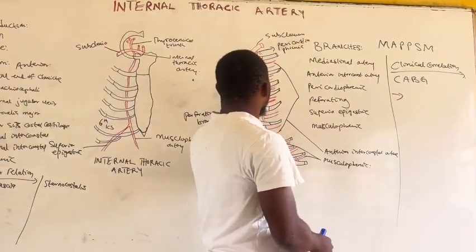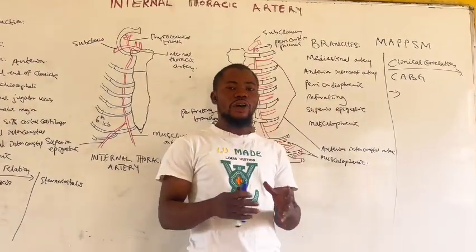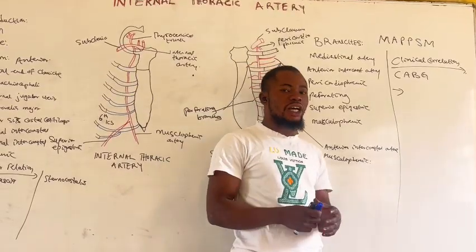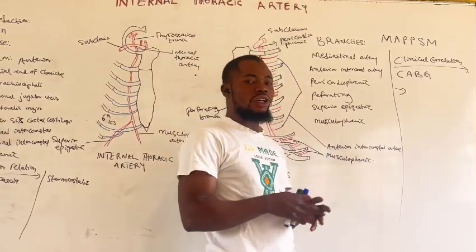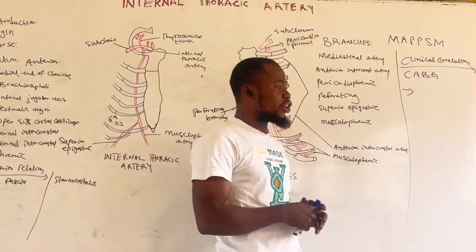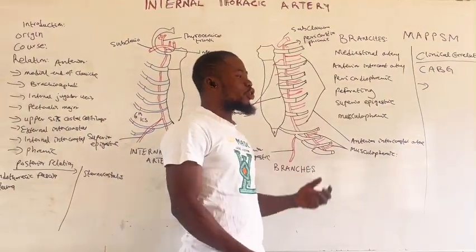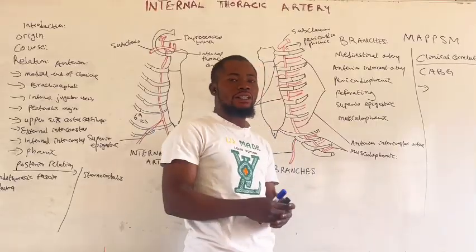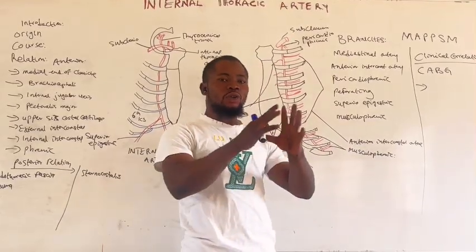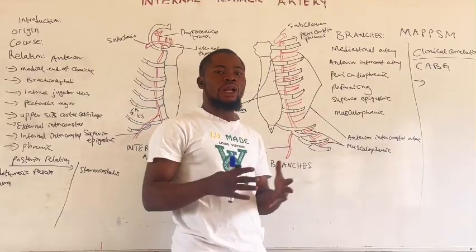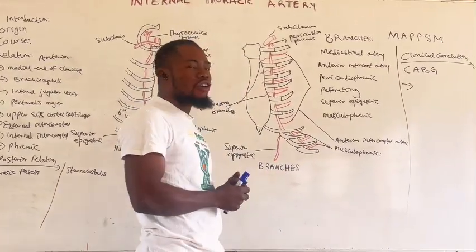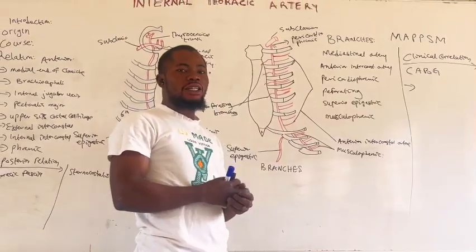Another clinical correlation of the internal thoracic artery is that it provides collateral circulation during coarctation of the aorta, that is the narrowing of the aorta. It is also used in reconstruction and plastic surgery. Some branches of the internal thoracic artery are used in breast reconstruction as well as chest wall flaps. So those are some common clinical correlations of the internal thoracic artery.